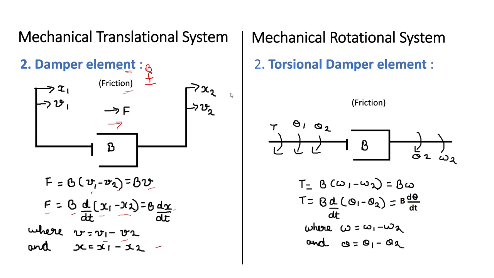Now the corresponding damper element in mechanical rotational system is torsional damper element. Here again it can be noted by B or F. So here torque is equal to B into omega 1 minus omega 2, or B omega, where omega is omega 1 minus omega 2. Also torque is equal to B differentiation of theta 1 minus theta 2, or B d theta by dt, where theta is theta 1 minus theta 2.